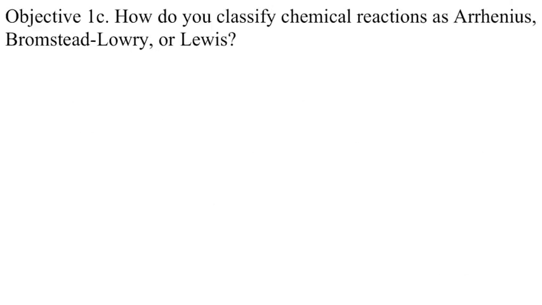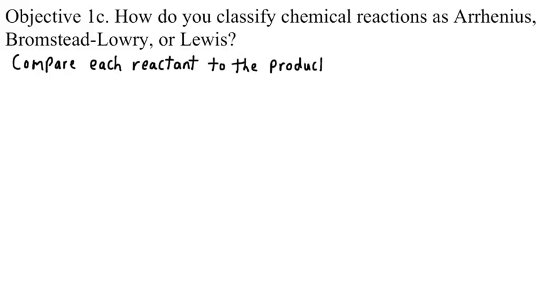Okay, next we're looking at whole reactions instead of just individual chemicals. Really, this is a repeat of the previous slide, so I don't know how much you want to write down, but you just look at each thing in the reaction and decide what kind it is, and then classify the whole reaction based on its parts. So we're going to compare each reactant to the product it becomes.